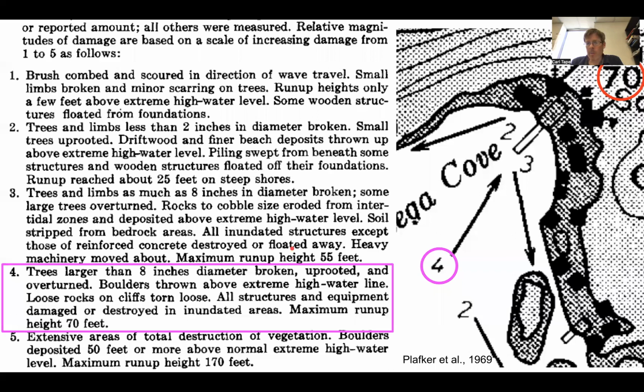And so that particular 4 refers to trees larger than 8 inches diameter broken, uprooted, overturned, boulders thrown above extreme high water line, all structures and equipment damaged or destroyed in inundated areas, which is what happened here. Maximum run-up height of 70 feet. So that's right at the limit here, 70 feet of this level 4 damage.